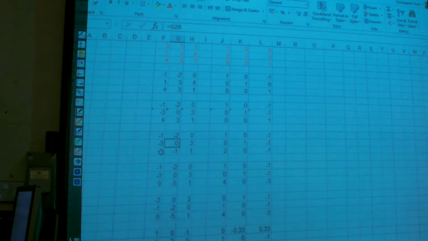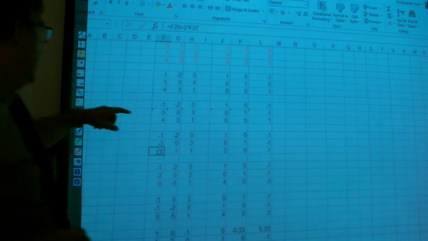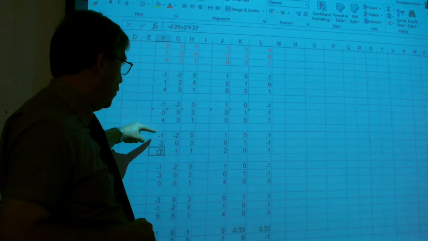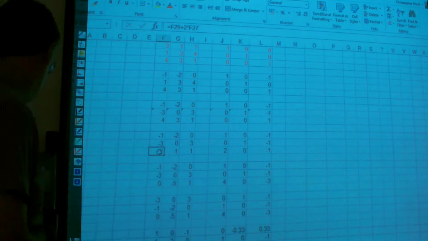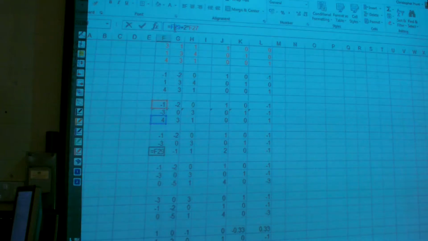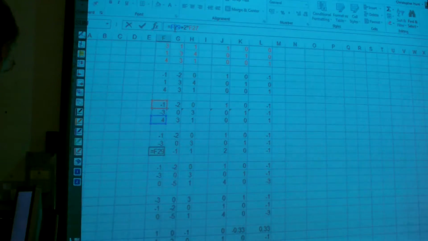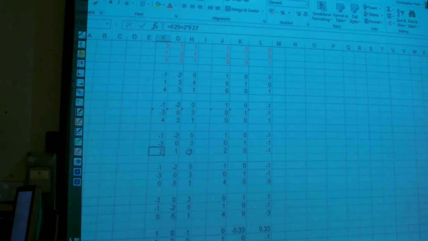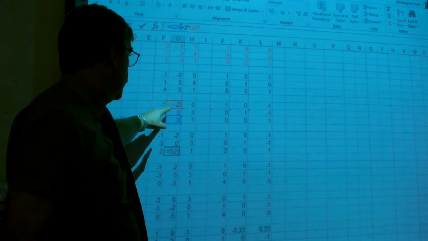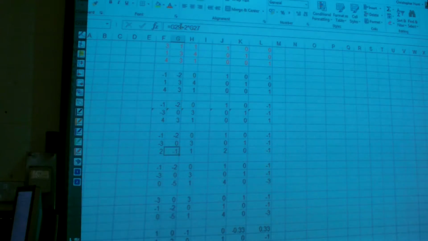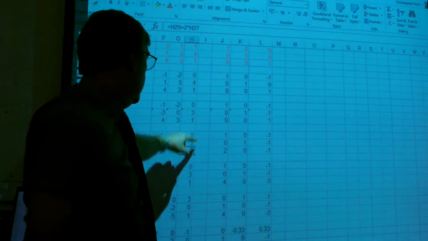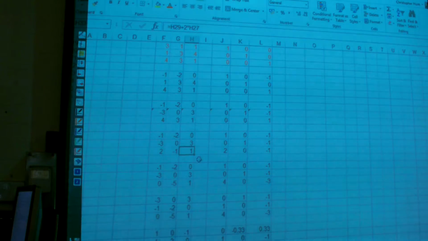Now, a large part of this is actually guesswork. Here I've taken 2 times the top row away from the bottom row. So 4 minus 2 is 2, and in this one 3 minus 2 times minus 2 is minus 1, and 1 minus twice 0 is still 1.